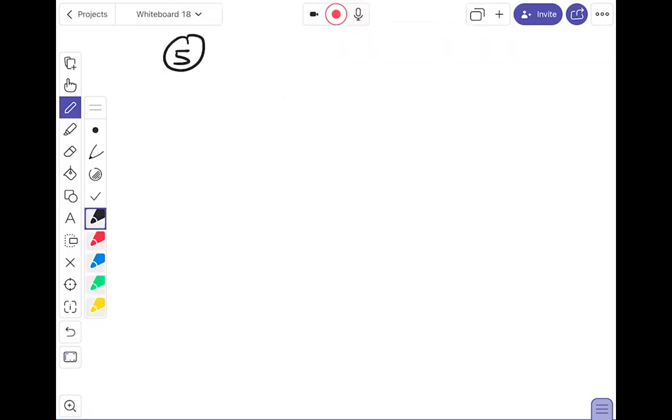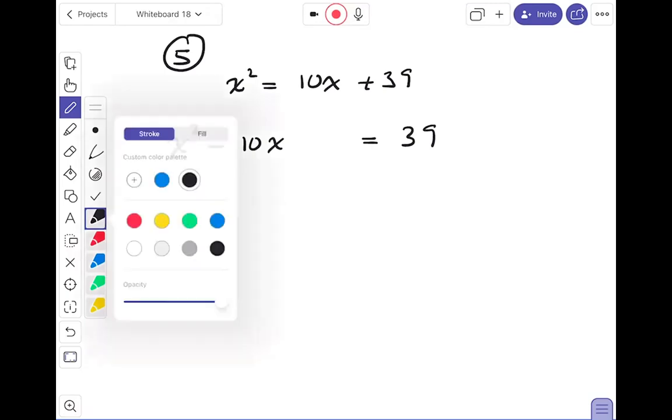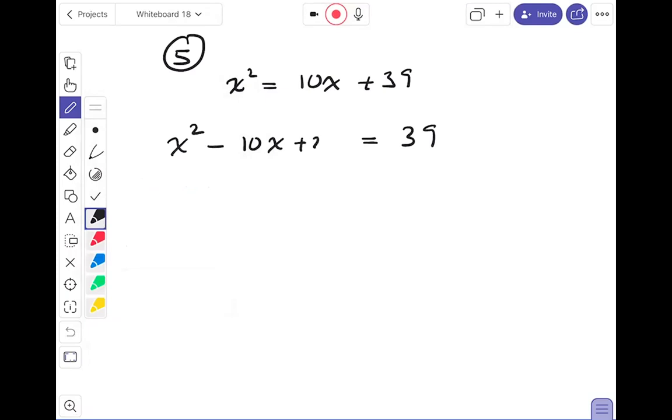And again, it says solve by completing the square. We see x squared equals 10x plus 39. Again, first step, isolate the constant. How do I do that? By subtracting 10x from both sides. What am I going to do now? Well, the coefficient on the square term is 1. The coefficient on the linear term is an even number, -10. Take half of -10, which is -5, and square it, and add that number to both sides. So I'm going to add 25 to both sides.